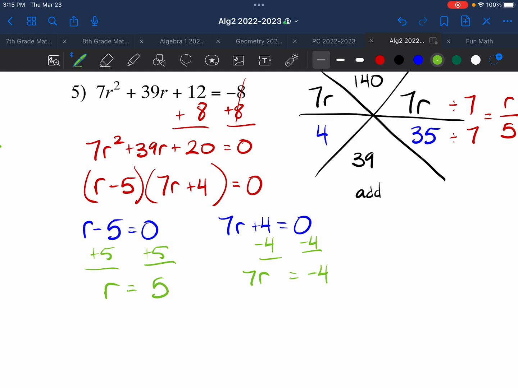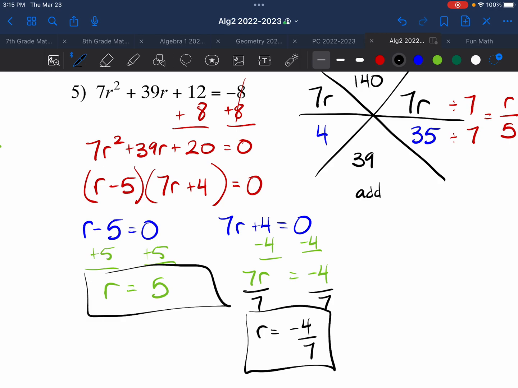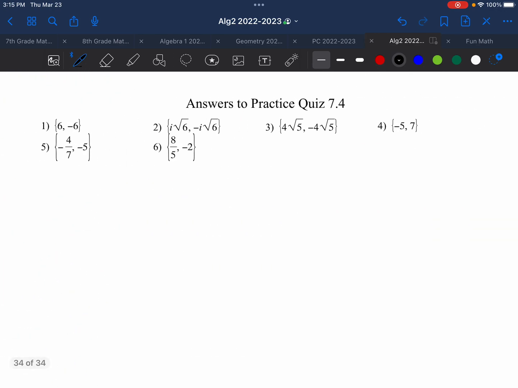And when I subtract 4 on both sides over here, that's going to give me 7r is equal to negative 4, which is not done. I need to solve for r, not just 7r. And from here, I'm going to divide by 7, divide by 7, and get r is equal to this fraction, negative 4 sevenths. So those are my two answers, 5 and negative 4 sevenths.